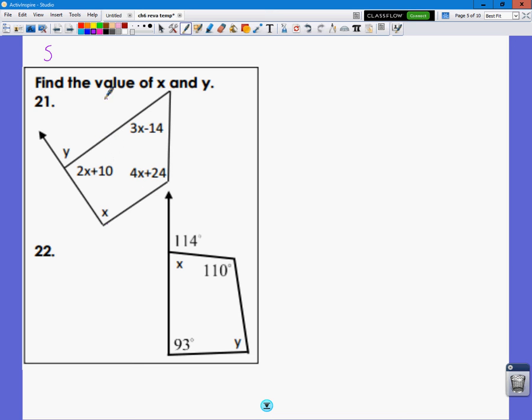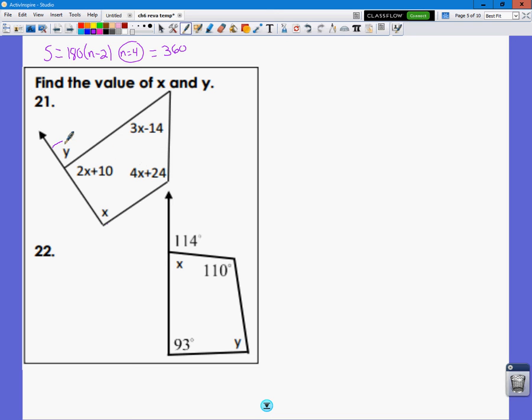But I cannot determine that. So I'm going to let the sum of the interior angles be 180 times n minus 2. And in this case, n represents 4 for both of these problems. By now, we know that the sum of the interior angles of a quadrilateral is 360. We know it about as well as we do a triangle.